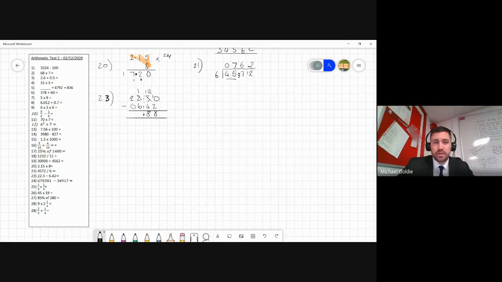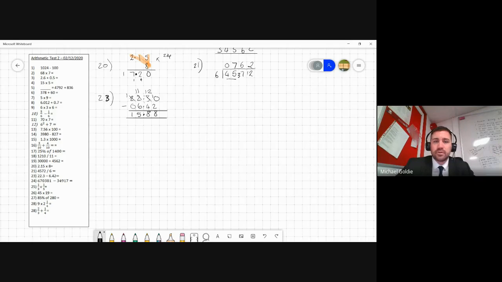Next, 1 take away 6. I can't do again. I'm going to cross out my 2, turn it to a 1. That 1 becomes 11. 11 take away 6 is 5. And then finally, 1 take away nothing is 1, and it gives you your answer of 15.88. I'm going to leave number 24 because once again, it's just subtraction and it's just about borrowing.